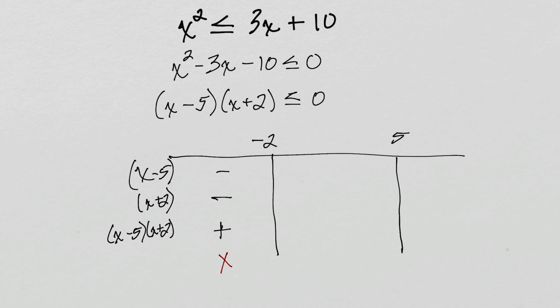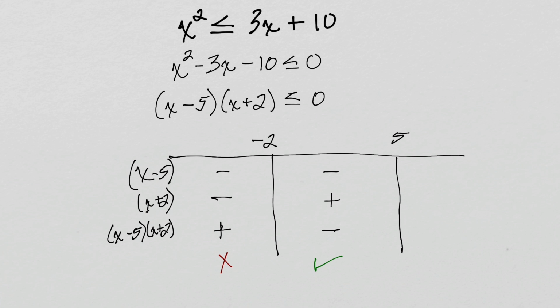Now let's go back and pick our favorite number between negative 2 and 5. So 0 works really good here. 0 minus 5 is negative. 0 plus 2 is positive 2. And when I multiply negative times positive, we end up getting a negative. So put a negative here. So in this region here, I am less than or equal to 0. So I'm going to give that the green check mark. So that's part of the solution.